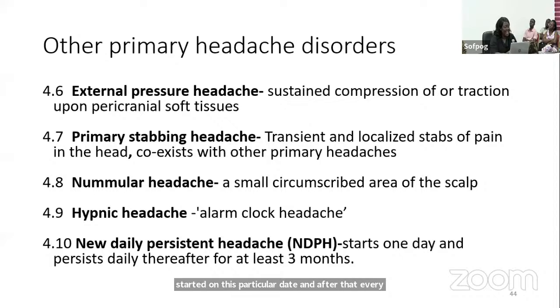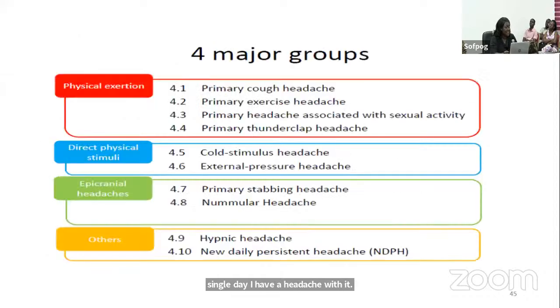So among the other primary types of headaches, we can group them under 4 headings, such as those that are associated with physical exertion. So the cough, the exercise, headaches associated with sexual activity, or the thunderclap headaches, that is with some form of physical exertion. Then there are those that are caused by physical stimuli, such as the cold stimulus headaches and the external pressure headaches.